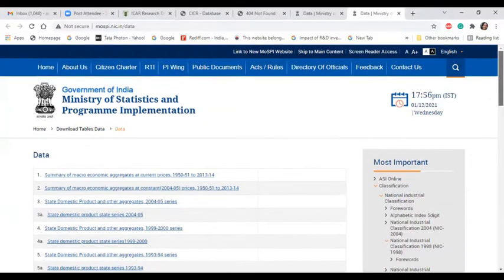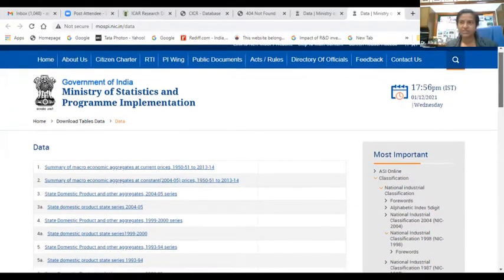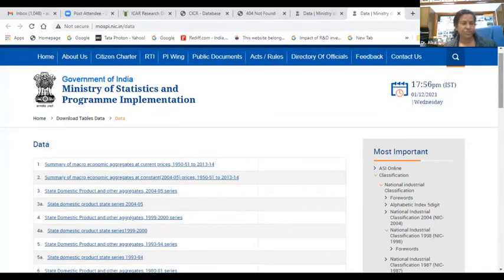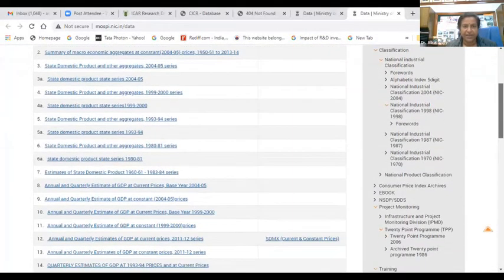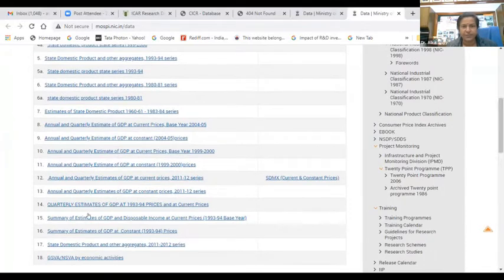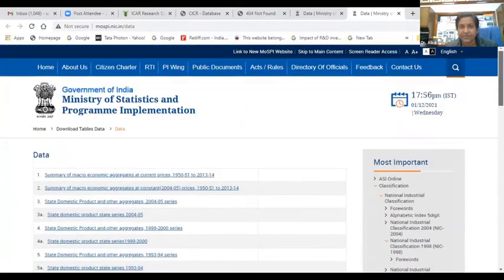Okay, fine. So this is the official website of the Ministry of Statistics and Programme Implementation, and you can see that different kinds of data are listed on the left hand side. You can click on them and you will get data like state domestic product, GDP, at current price and constant price, at different price levels also, and you can just come to here.